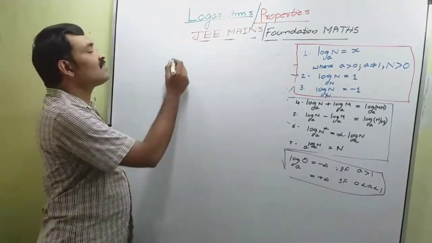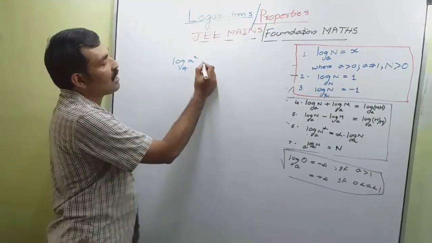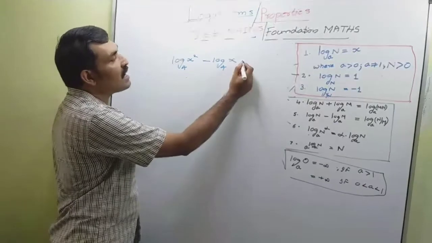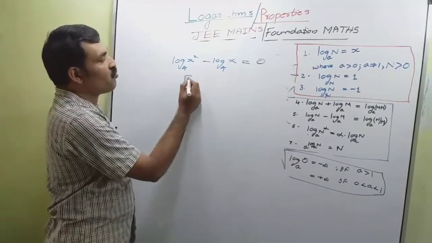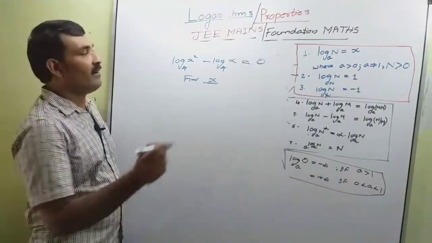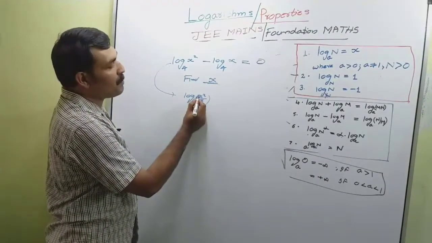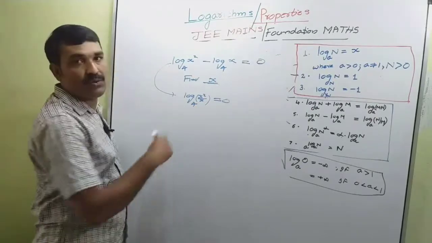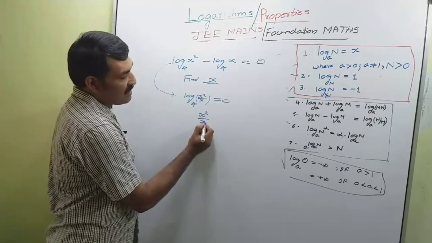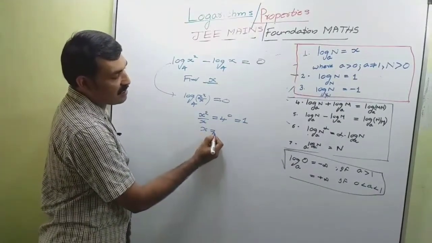Okay, now consider the question log x square to the base 4 minus log x to the base 4 is equal to 0. Find x. Now using the fifth property, we can write this as log of x square by x to the base 4 is equal to 0. So in exponential representation, x square by x is equal to 4 raised to 0, which is equal to 1, or x is equal to 1.